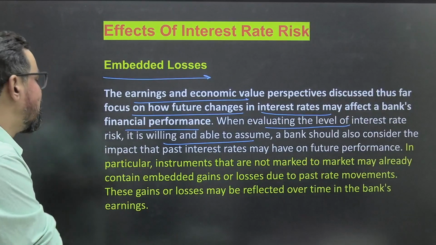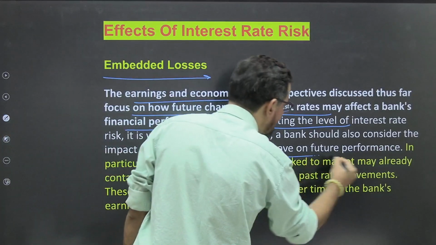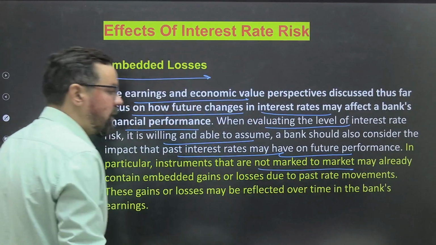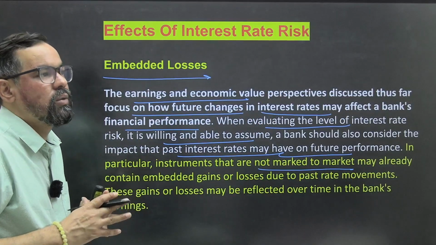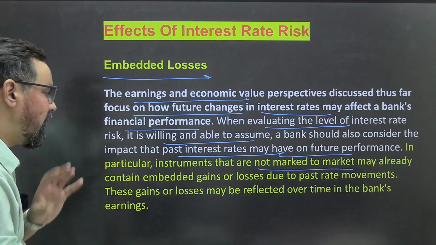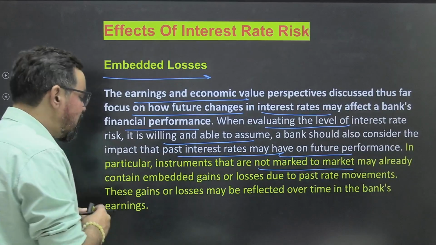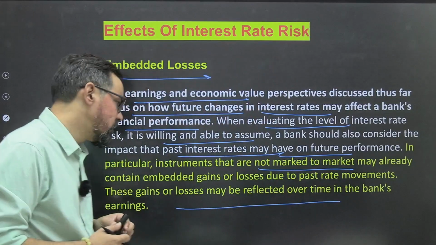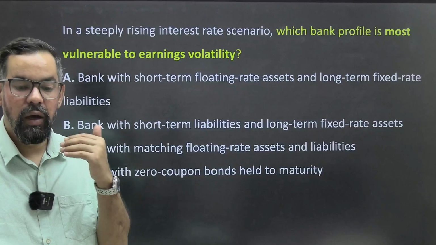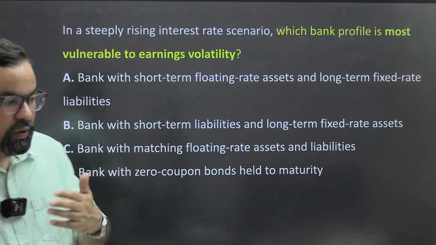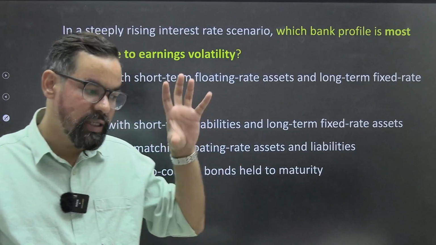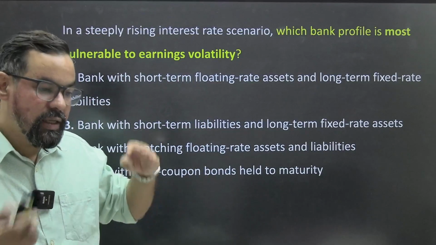A bank should also consider the impact that past interest rate may have on future performance. In particular, instruments that are not mark to market, M2M, means their prices are not fluctuating on a daily basis, may already contain embedded gains or losses due to past rate movements. These gains or losses may be reflected over time in the bank earnings also. Understood? So these are the three major areas or factors related to interest rate risk. While we generally work on interest rate risk management, these are the three different areas where we need to work, or these are the three ways where we have to work.